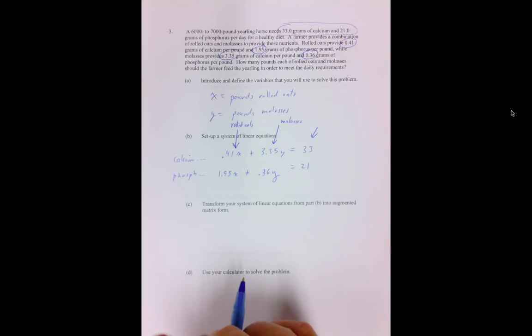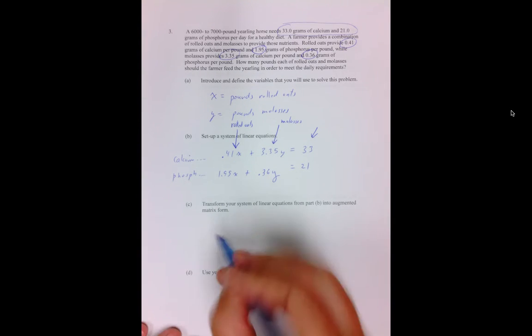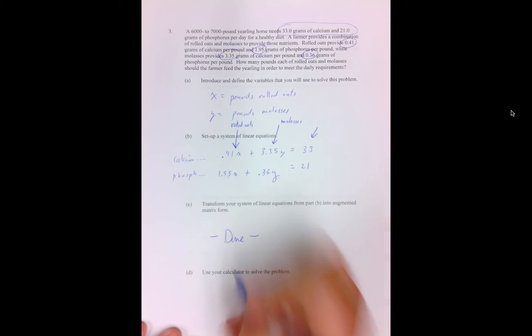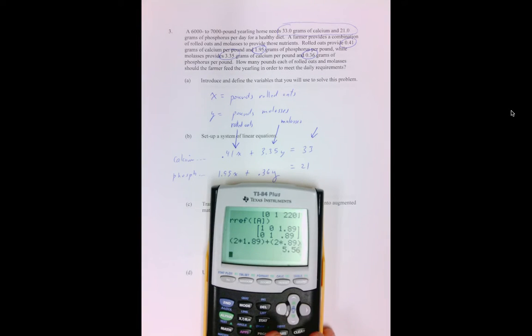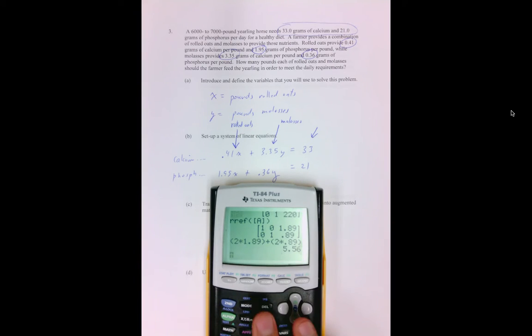All right? I'm going to assume done. I'm just going to assume that we can do that. If not, you and I need to talk. All right, so 0.41, 3.35, and 33. Guys, just don't make a typo. It's frustrating to know what you're doing and to make a typo. 0.36 and 21.